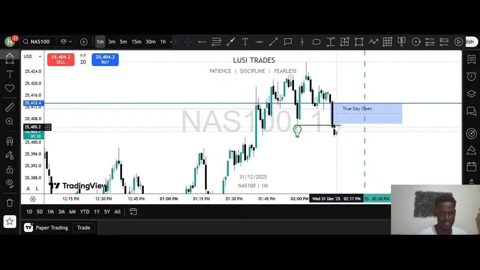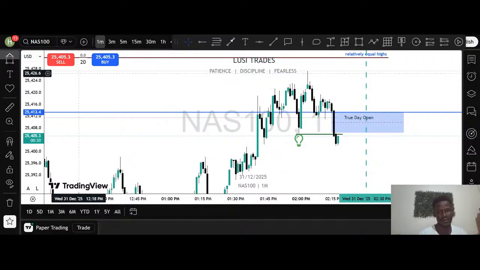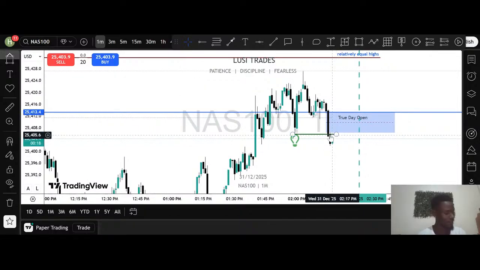So if it can trade back into this, I want to try going short. I'll try going short and see what it will give me. Okay, 2022. Yeah, so I have to wait for it to give it to me.